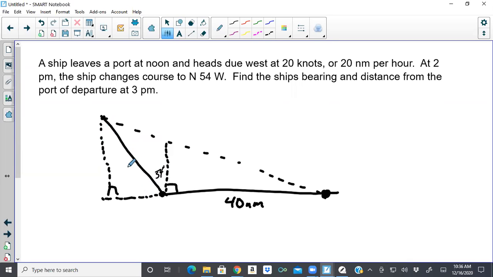Right here, I want to find the ship's distance from the port of departure at 3 p.m. This was at 2 p.m., and at this moment it is 3 p.m. So they've traveled 1 hour this way, which means that this distance is going to be 20.